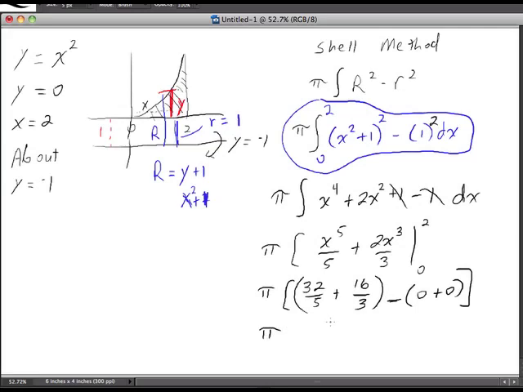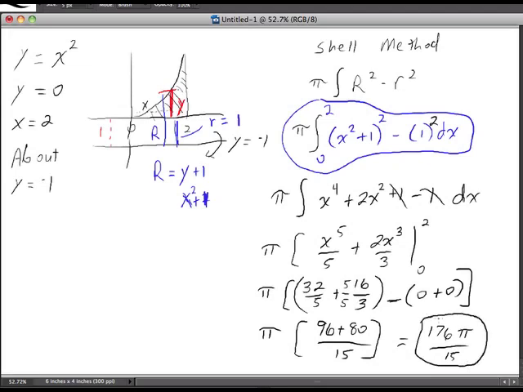So a common denominator between 5 and 3 would be 15. You can always get a common denominator by multiplying the two. So if I do 32 fifths times 3 over 3, 32 times 3 should be 96. And 5 times 3 is 15. To make this into 15ths, I need a 5 over 5. 5 times 16 should be 80. So that makes this volume 176 pi over 15.